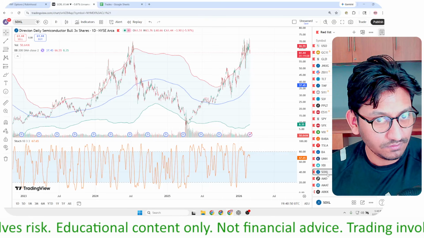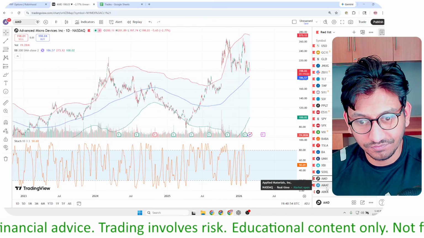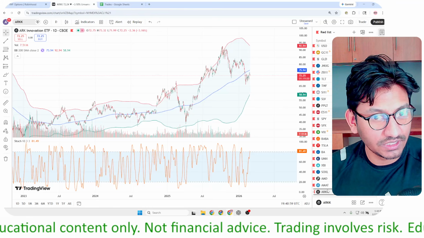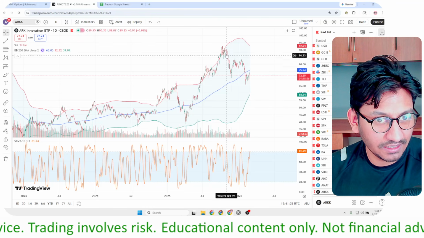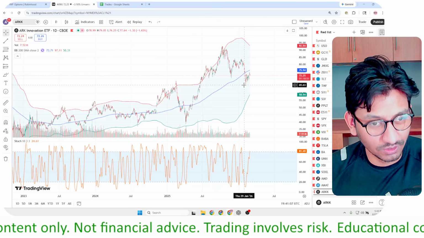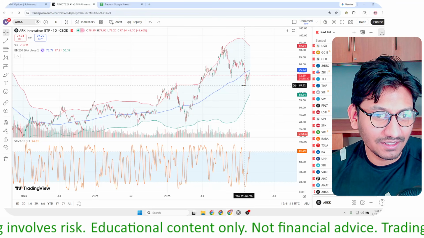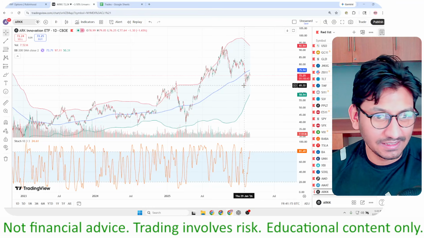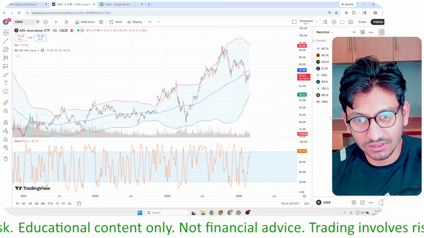Semiconductor, AMD, materials, what is that? Innovation ETF. Innovation ETF looks like it's in a downtrend. It looks like a head and shoulders pattern, and it would probably correlate to the stock market. So I don't know what to get in today, so maybe I'll just wait.